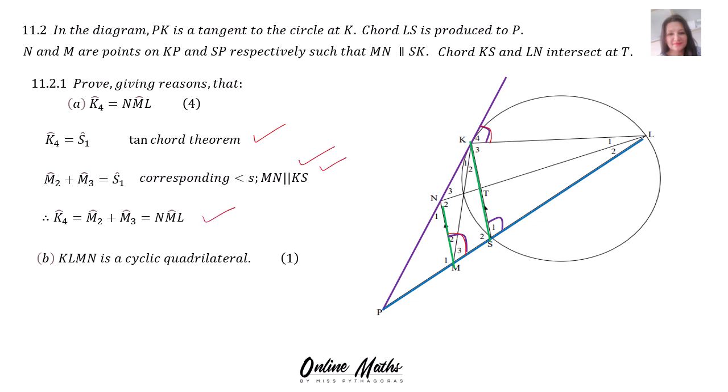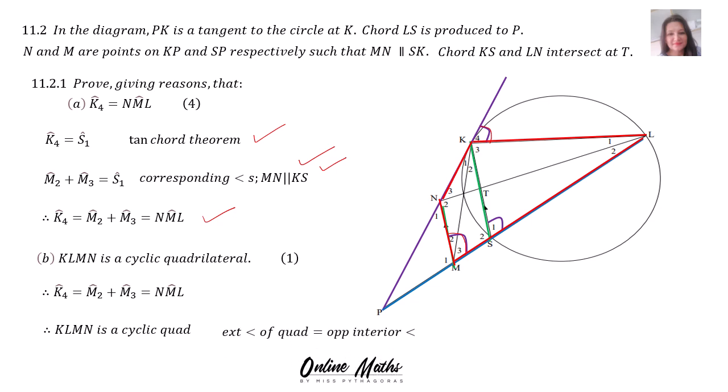and 1 mark there. Question B says we must prove that KLMN is a cyclic quadrilateral, but we have the answer already. Since we know that K4 is equal to NML, we have that KLMN is a cyclic quad, and the reason is the exterior angle of a quad is equal to the opposite interior angle, therefore it's a cyclic quad, and that reason is worth 1 mark.